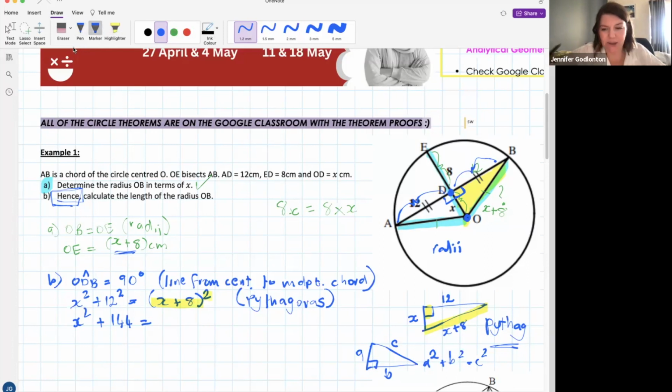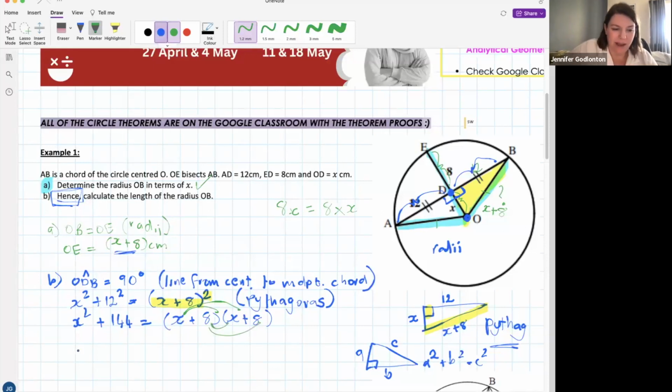What is that going to expand out to? Two binomial brackets. Love it, love it, love it. Okay, when in doubt, write it out. x plus 8, x plus 8. Do not write x squared plus 64. Okay. Now you can work out using FOIL.